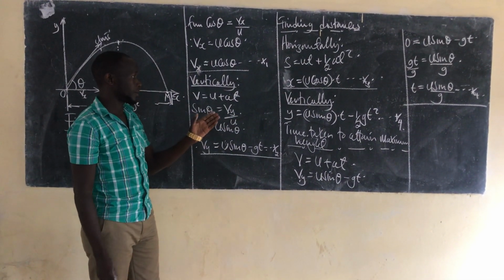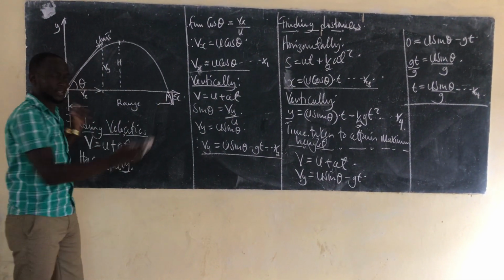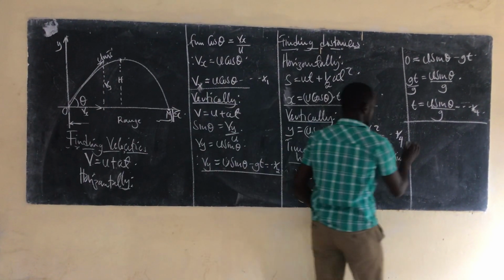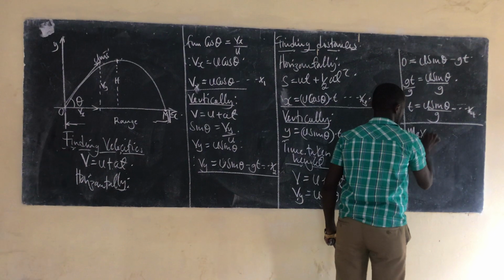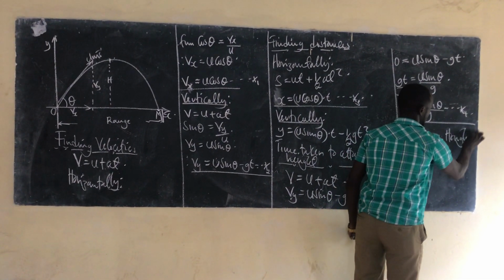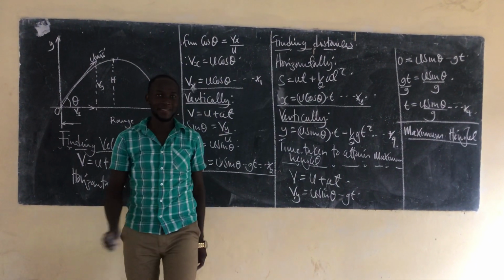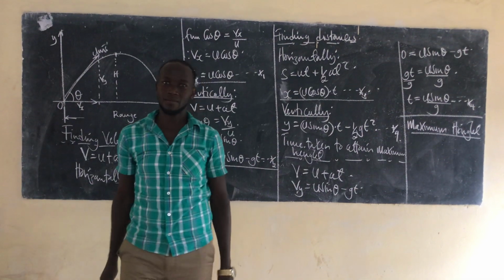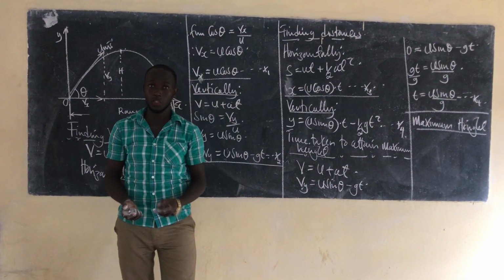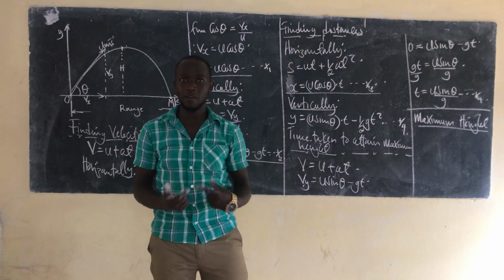I say take note because I'll be rubbing off this side since this board is not so wide to accommodate everything that I'm going to give. We are looking now at maximum height. For maximum height, there are two ways in which you can get it. One is using the third equation of motion. Two is using the second equation of motion as well. It depends on where you feel the compatibility.